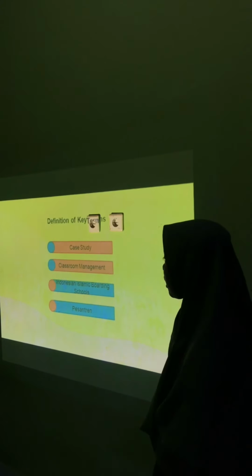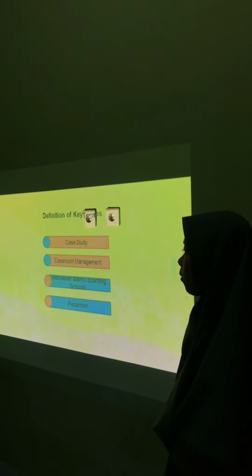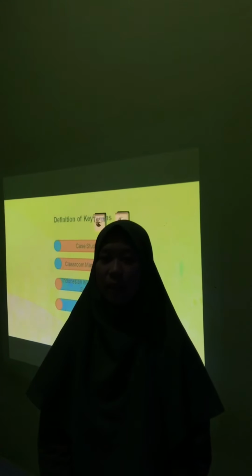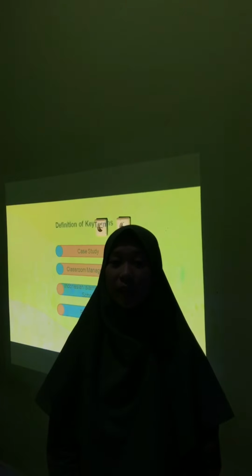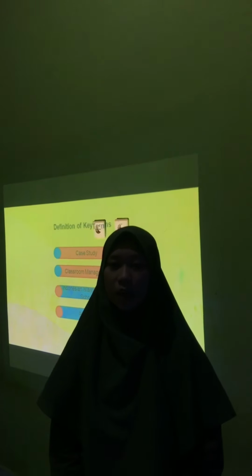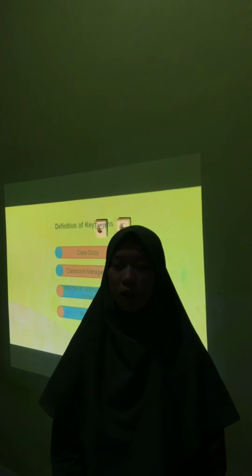The next part is definition of key terms. The first is case study. This study attempts to fill a gap in the Pesantren literature by studying EFL classroom management problems and coping strategies at a micro level.